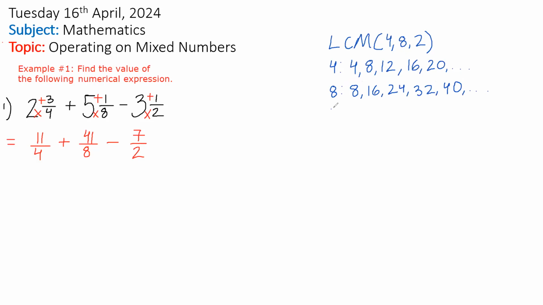And then finally, we have the multiples of 2. The multiples of 2 are 2, 4, 6, 8, 10, 12, and so on. And so what that means is that the LCM, or the lowest common multiple, of 4, 8, and 2 is going to be 8.